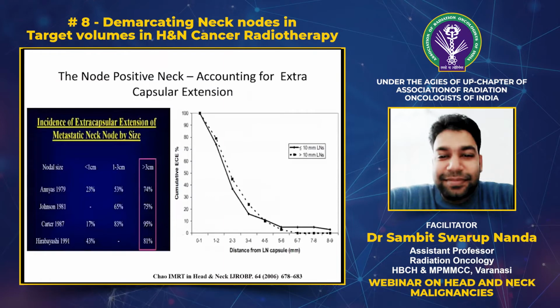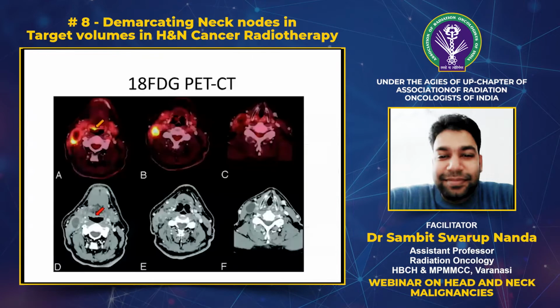Now, this is about diagnosing malignant lymph nodes. What does this correspond to? This is one of the important papers by Chow et al. They have shown that when the size of the node, that is the short axis diameter of the node, is less than 1 centimeter versus more than 3 centimeter, the chances of extracapsular extension increase from around 20 to 30% to roughly 70 to 95%. So this has a say in the overall outcome as well as toxicities related to the treatment.